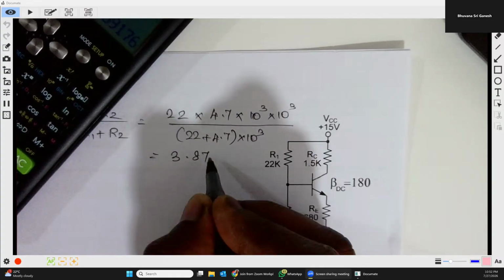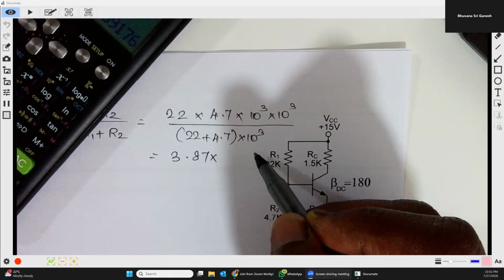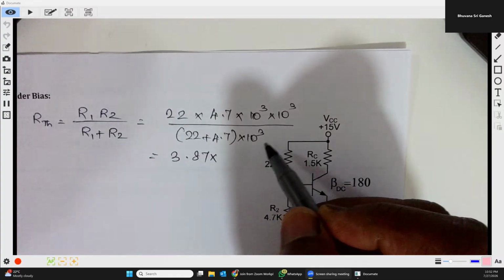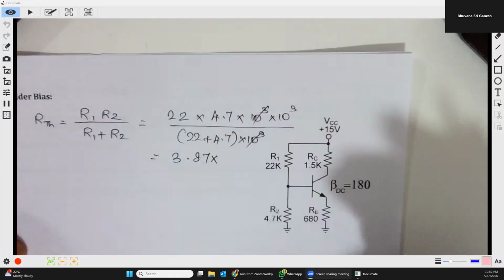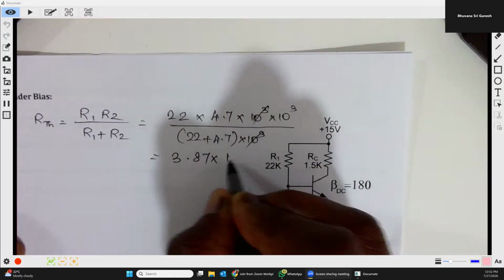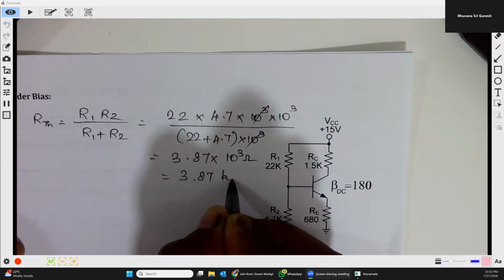3.87 times 10 power 6 here, 10 power 3 here, right? So 10 power 6 and 10 power 3, one 10 power 3 will get cancelled, remaining 10 power 3 ohms. This is 3.87 kilo ohms.